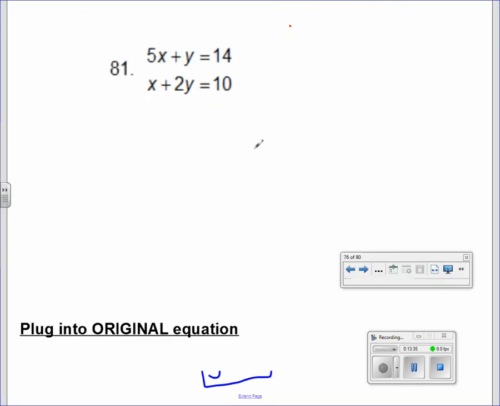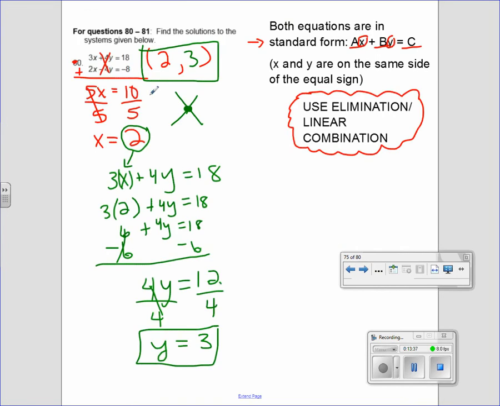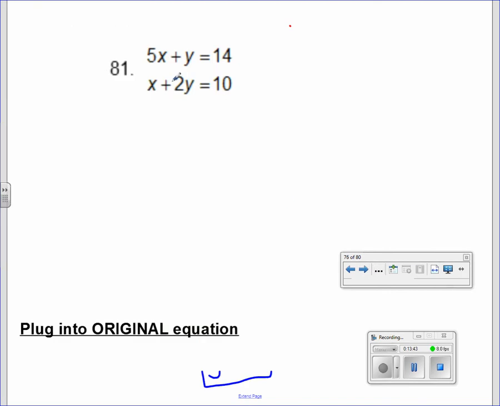If I compare 81 to number 80, on number 80 I had a positive 4y and a negative 4y that canceled to 0. But if I look here, I have a 5x and a positive 5x. That does not cancel to 0. I have a positive y and a positive 2y. That does not cancel to 0 because that gives me 3y's. So what we need to do is force something to cancel out. And so this is what we're going to do.